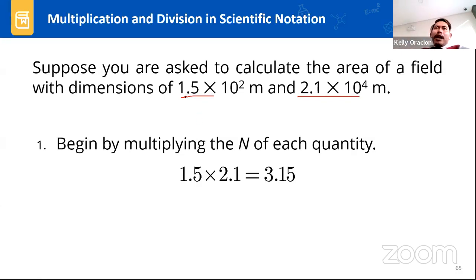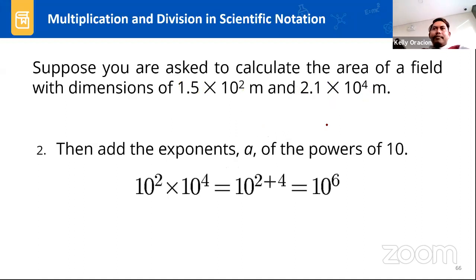So, kagaya nito, if you're going to multiply this one at saka ito, i-multiply lang ang 2.1 at saka 1.5. The answer is 3.15. Then times 10, anong gawin sa exponent? 2 plus 4. 2 plus 4 is 6. So, raised to 6. Ganun lang. Okay, ganun lang. Next.